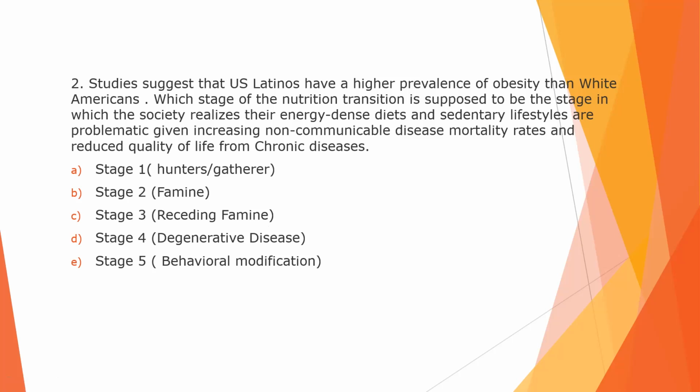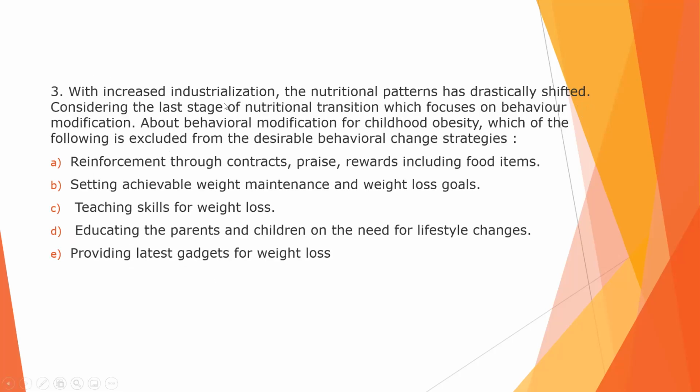D. D is the right answer. Degenerative disease stage, as most of the lower and middle income countries have started the transition from stage 3 to stage 4, but most of the developed countries have now progressed to stage 5 with behavioral modification, where they are promoting healthier lifestyles and healthy diets. With increased industrialization, the nutritional pattern had drastically shifted. And the last stage of nutritional transition focuses on behavioral modification.